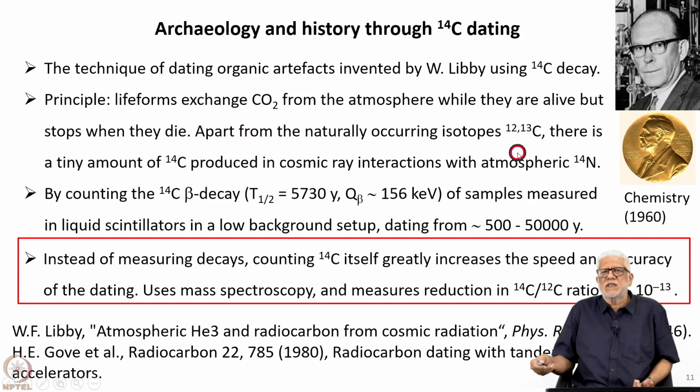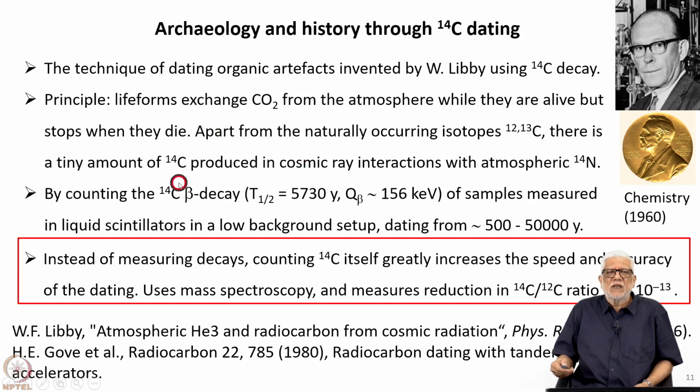Natural carbon has carbon-12 and carbon-13. Carbon-12 is 99%, carbon-13 is 1%, but there is a very tiny amount, of the order of 10 to the minus 14 per carbon-12, of carbon-14, which is produced in cosmic ray interactions with atmospheric nitrogen. Then it gets into the carbon dioxide cycle, and that is what undergoes exchange with life forms.